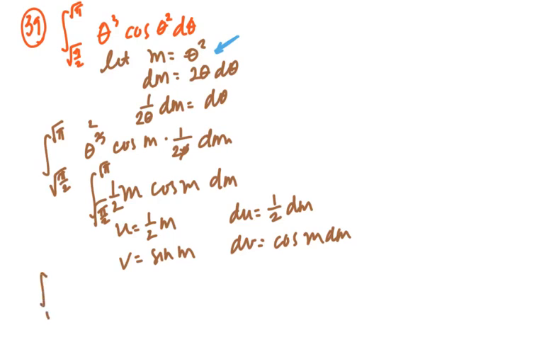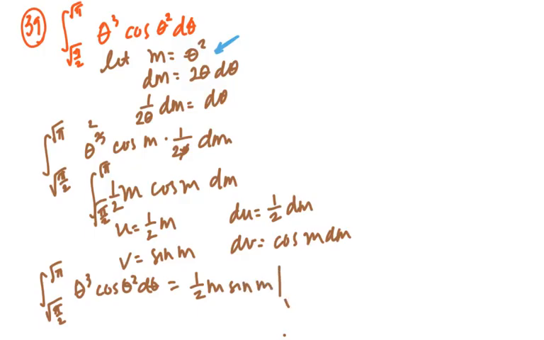the integration of the square root of pi over 2 to the square root of pi of theta to the third cosine of theta squared d theta. Some of you change your bounds. That's fine. Feel free. So we have uv, 1/2 m sine of m, from the square root of pi over 2 to the square root of pi.